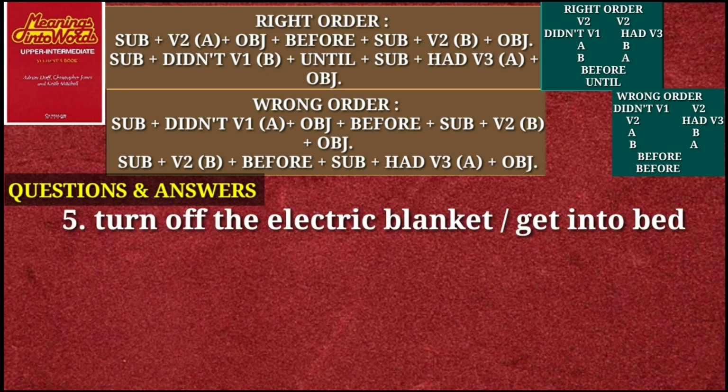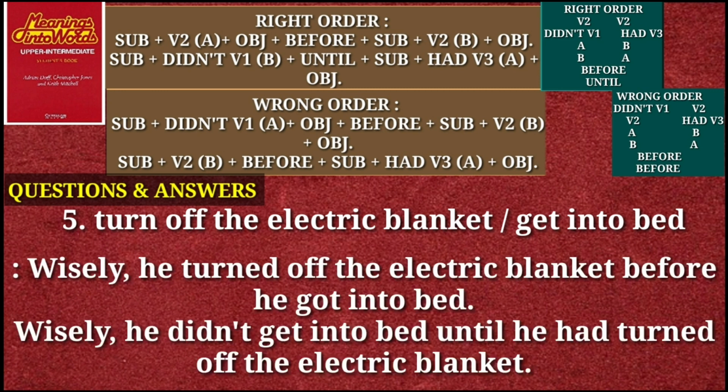Question number 5. Turn off the electric blanket. Get into bed. Here in this question, turn off the electric blanket is first task done, whereas get into bed is second task done. So this question is in right order, and the answer is: wisely, he turned off the electric blanket before he got into bed. Wisely, he didn't get into bed until he had turned off the electric blanket.